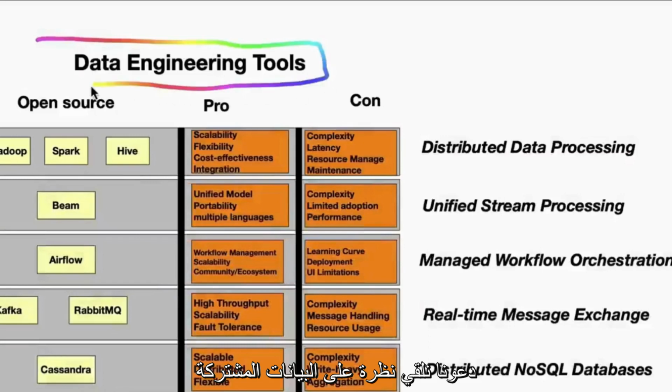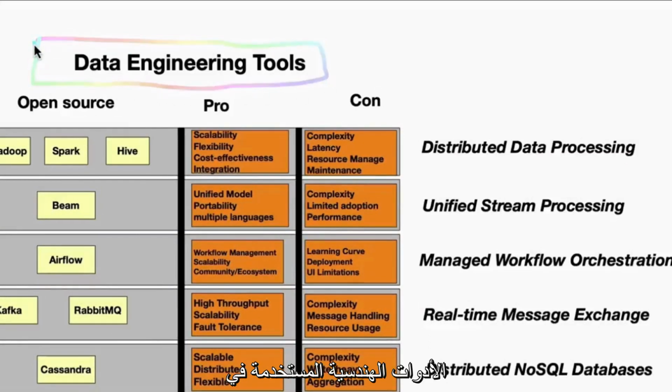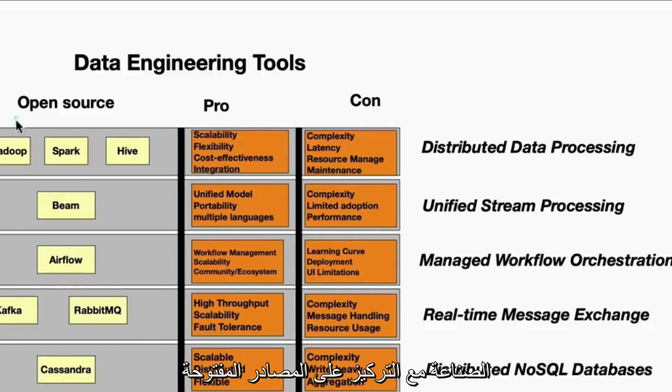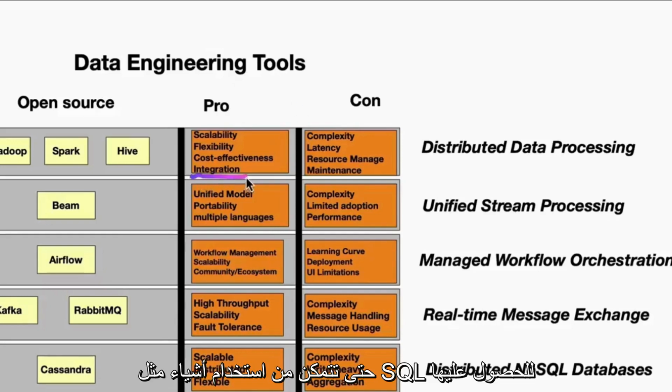Let's take a look at the common data engineering tools that are used in industry with a focus on open source here. To start off with, we have the Hadoop, Spark, Hive ecosystem. And first, let's look at some of the pros of these particular tools. Scalability, you can use these to handle large data. Also, flexibility, you can process a wide variety of data types and structures, including semi-structured or unstructured data. Cost effectiveness, you can use commodity hardware, and also integration. So you can use things like SQL to get things done.